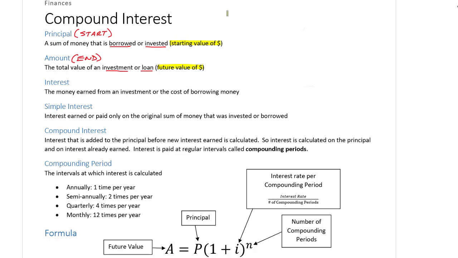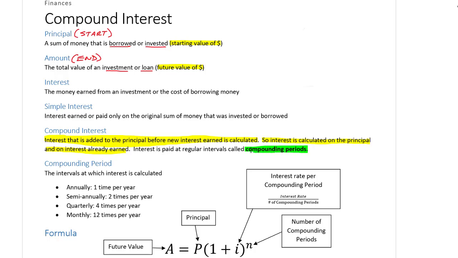All right, so now interest, that's the money that we earn from our borrowing, the cost of borrowing money or investing the money. Simple interest we've already talked about, so let's just review compound interest one more time. Again, this is interest that is added to the principal before new interest is calculated, like we did in that table below, right? We would add it and then calculate the new interest. So interest is calculated on the principal and on the interest already earned. So interest is paid at regular intervals called compounding periods. So this is something we'll have to pay attention to as we do these, okay?